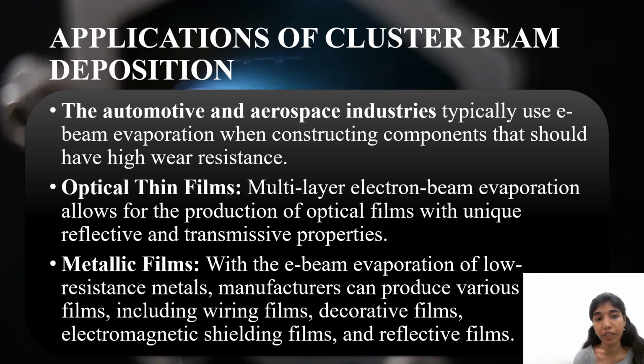Optical thin films are the next application. Multi-layer electron beam evaporation allows for the production of very thin films which have unique reflective and transmissive properties. Like we say, as the surface area increases, the properties naturally change. Then we have metallic films. With electron beam evaporation of these low resistance metals, manufacturers can produce various films, including wiring films, decorative films, electromagnetic shielding films, and reflective films. So these are some of the applications of the cluster beam deposition method.